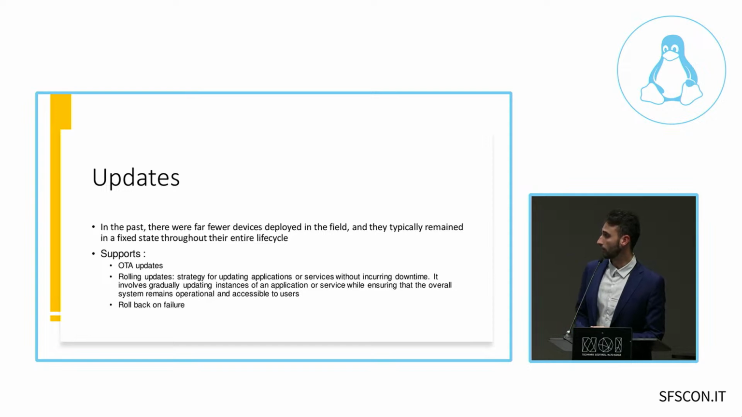And finally, when an update fails for any reason, Kubernetes can automatically roll back to the previous version. So the device is still running what we are expecting it to run.